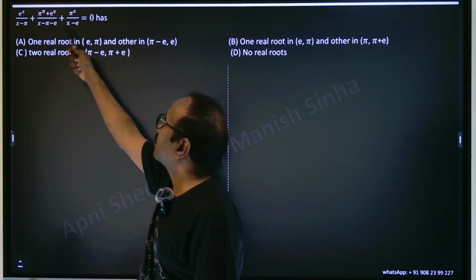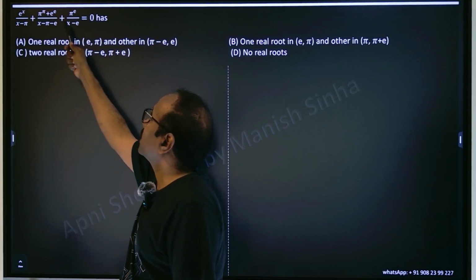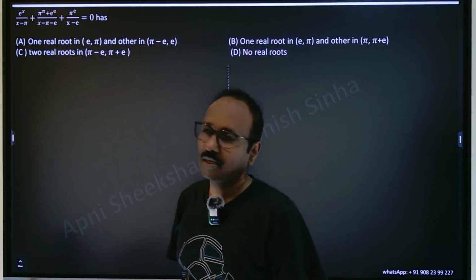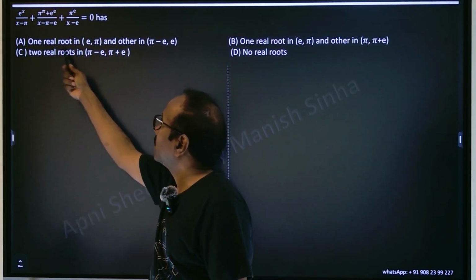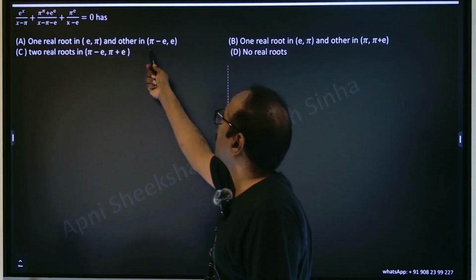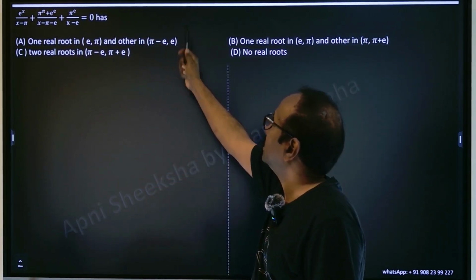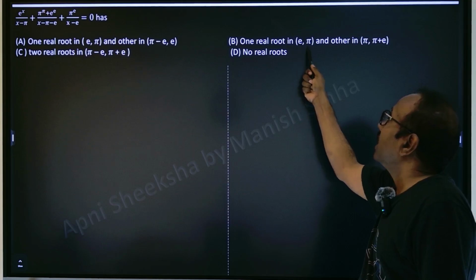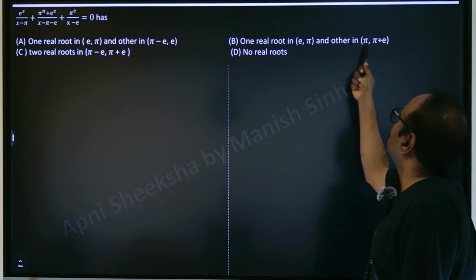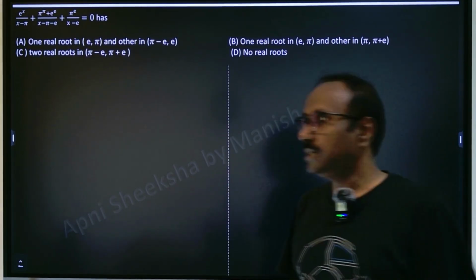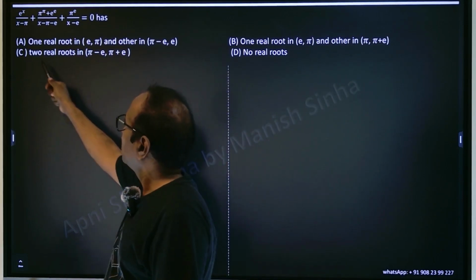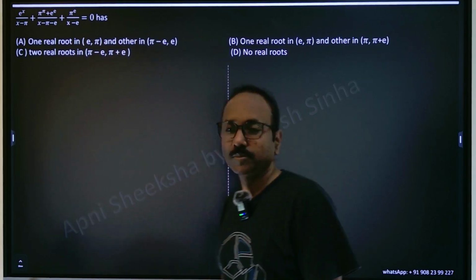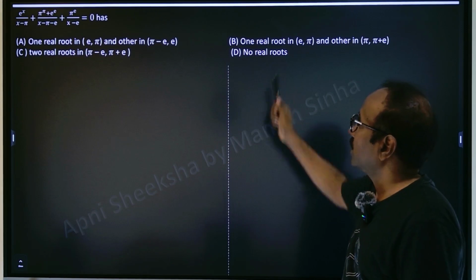Third term is plus pi to the power e divided by x minus e, is equal to 0. Four options are given. A: One real root in (e, pi) and other in (pi minus e). B: One real root in (e, pi) and other in (pi, pi plus e). C: Two real roots in (pi minus e, pi plus e). And D is no real roots.